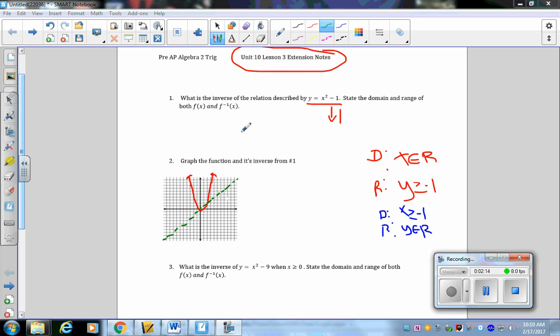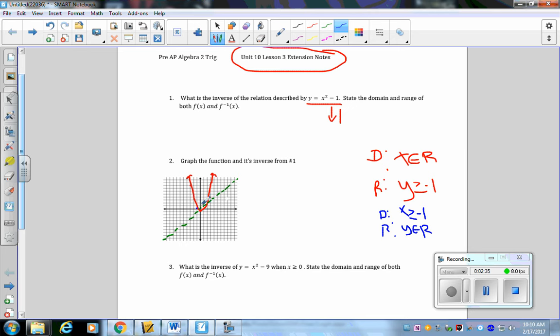Alright, so let's go ahead and graph the inverse. So we can do it without our equation by switching the x's and y's. So the vertex of the parabola was at (0, -1), so that means the vertex of the inverse will be at (-1, 0). And we can go through and just switch our points. We don't even need to know the equation. I had points at (1, 0) and (-1, 0).